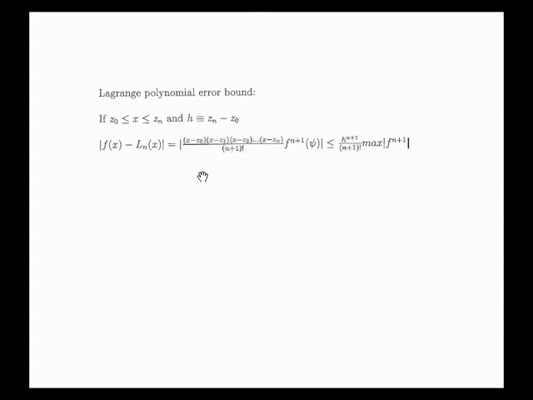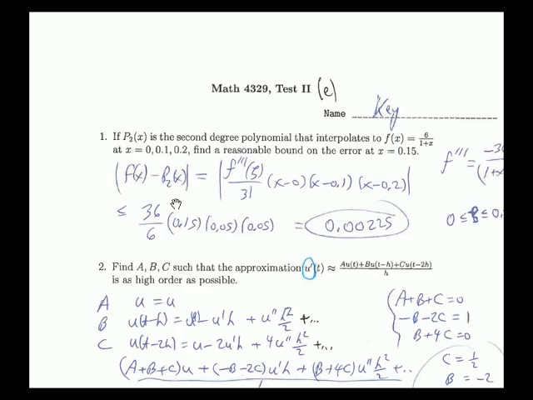Section 4.3 on cubic splines, the main thing is to remember that s prime and s double prime are continuous at all the knots, and it's a cubic polynomial in between in each strip. So let's look at some old test problems. Here's a typical Section 4.2 problem.